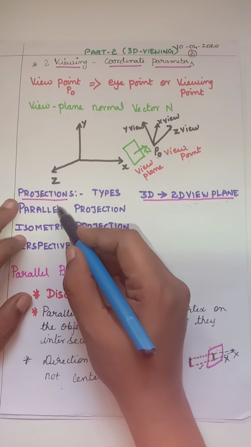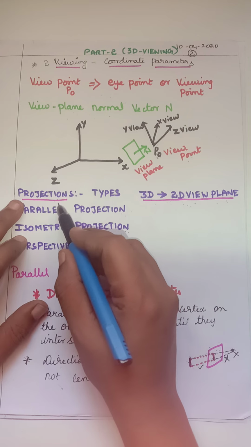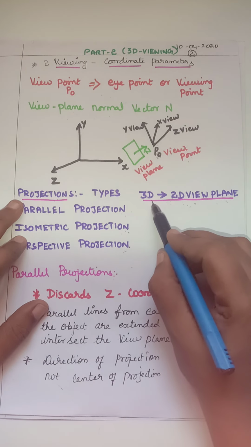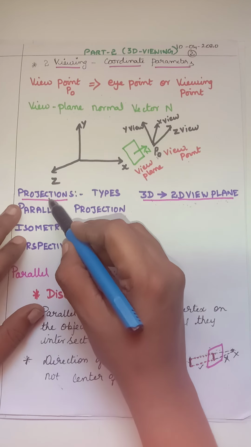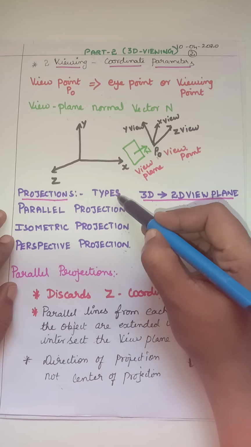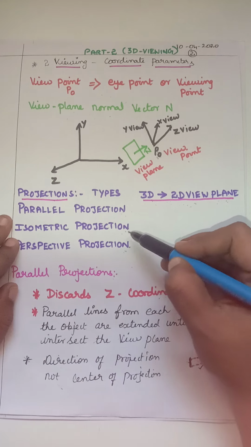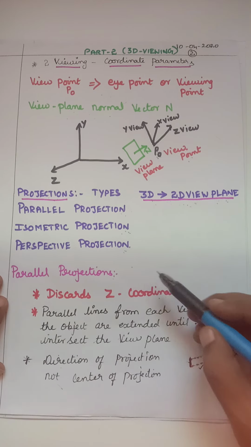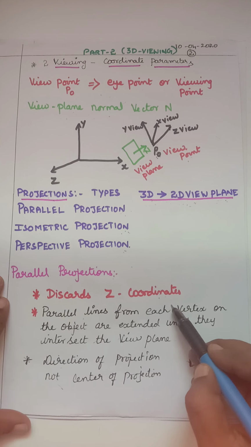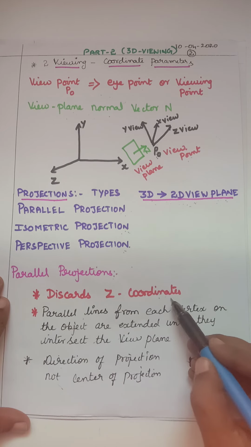Projection. What is a projection? It is the method of converting your 3D scene coordinates into 2D view plane coordinates. There are three different types of projections. The first one is parallel projection, then isometric projection, and perspective projection. Parallel projection means it discards z coordinates, so it will consider only the x coordinate and y coordinate.